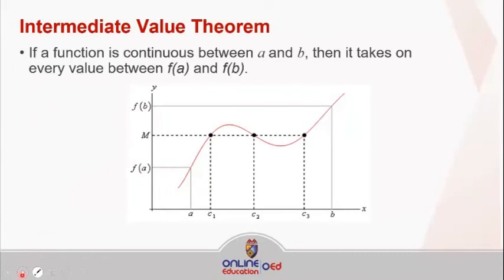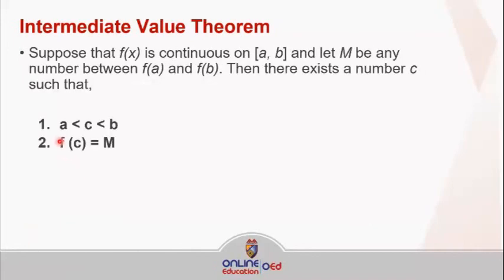So for the Intermediate Value Theorem, if a function is continuous between A and B, then it takes on every value between f of A and f of B. So sabi natin dito, yung value natin ng C, kung babalikan natin yung rule natin, for the number 1, we have here yung in between siya ng A and B.